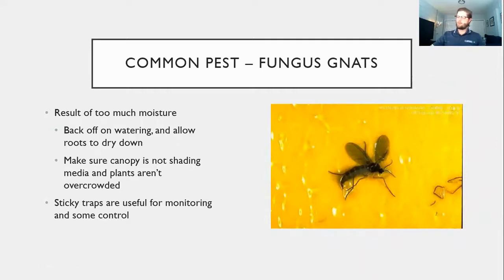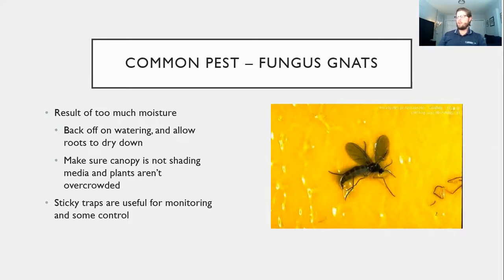So we're getting close to wrapping up here, but I do want to touch on a couple common things that folks run into or things that you may see. The first is a pest that I think is fairly common in our seed starts, but you see it in a lot of cases of indoor horticulture, house plants, things like that. These are our fungus gnats, and these are generally a result of overwatering.